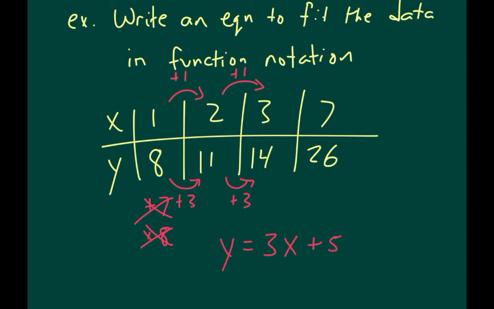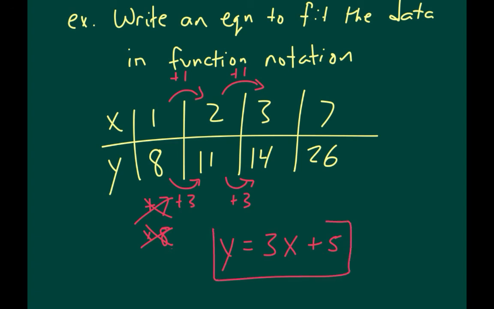So hopefully I can put a plus 5 here, and that'll work now for all my points. When my x is 2, I could put a 2 in there. 3 times 2 gives me 6, plus 5, sure enough we get the 11. Or when x is 3, 3 times 3 is 9, I put a 3 in there, 9 plus 5 is 14. And when x is 7, 3 times 7 is 21, plus 5, I get my 26. So we know now that this here is my equation.